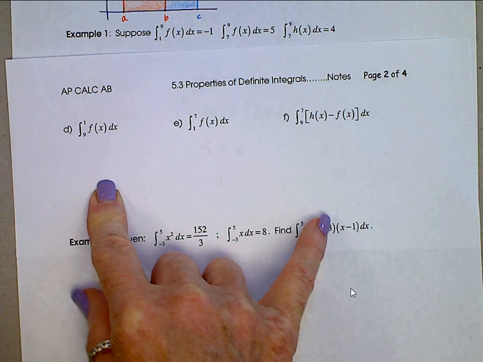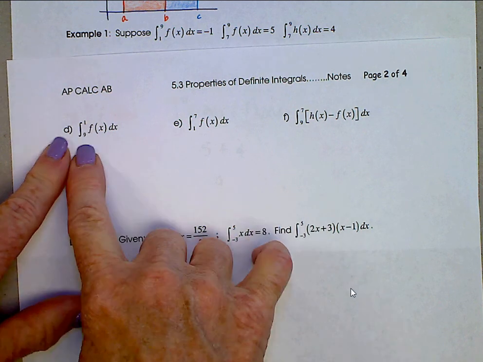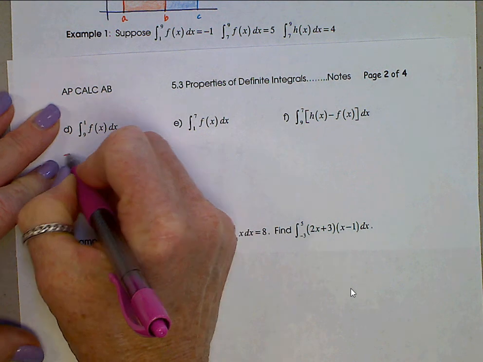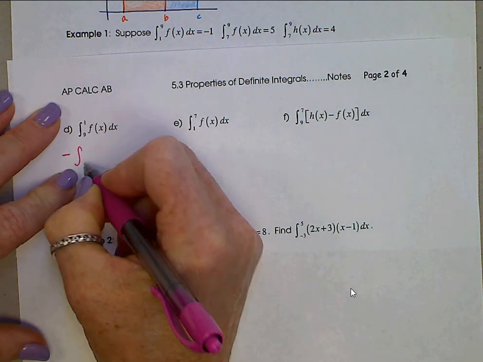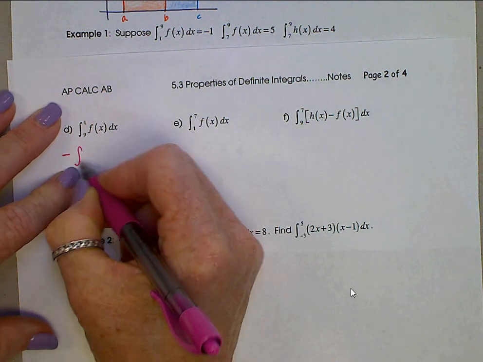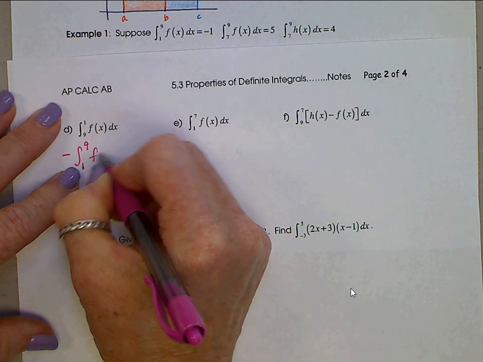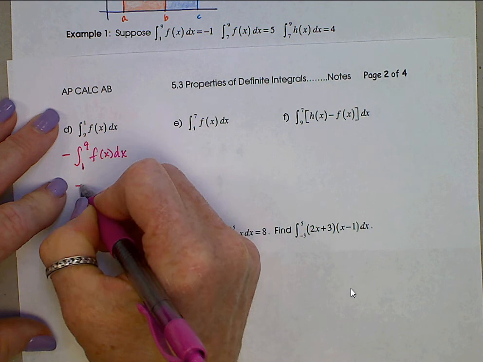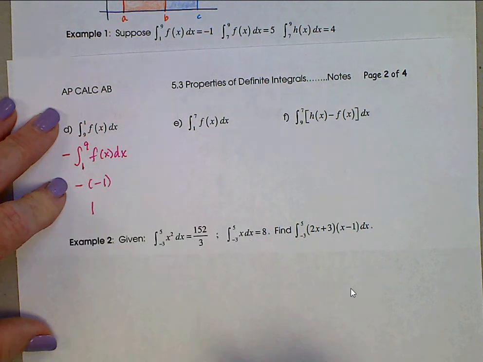This first one, we notice that the bounds are backwards, so we can flip those bounds around. Then the value of the integral is the opposite of what it was, so the opposite of the integral from 1 to 9 of f of x dx, and that is the opposite of -1, or 1.